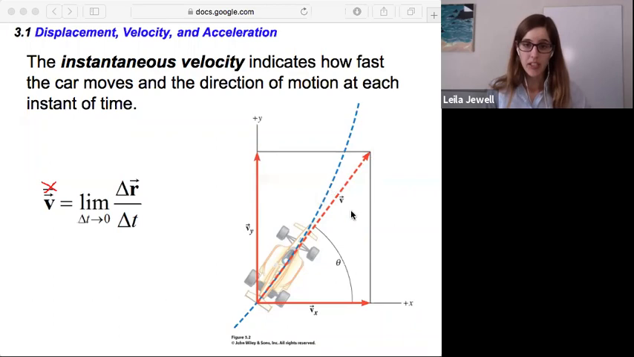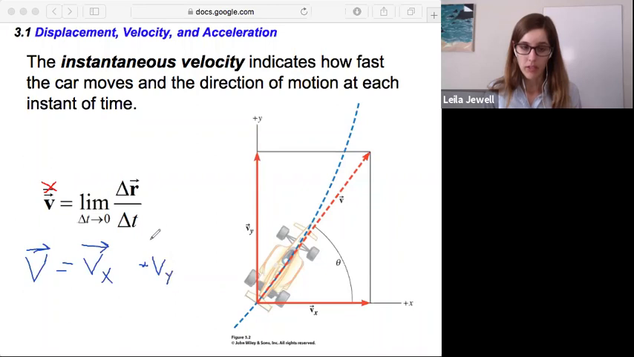And we can break down that velocity into an x component and a y component. And this is the instantaneous velocity. So this is what we'll be using most often. The instantaneous velocity is equal to the x component of the velocity vector plus the y component of the velocity vector. So writing that out, vx vector plus vy vector.